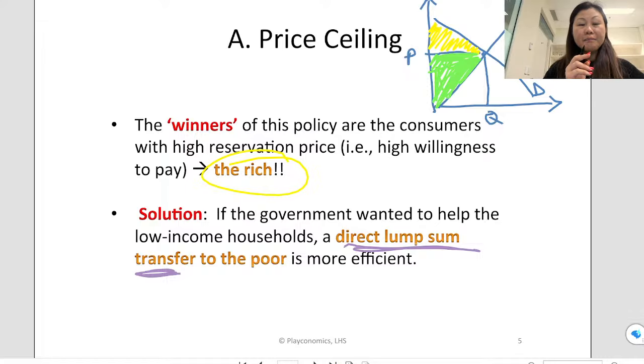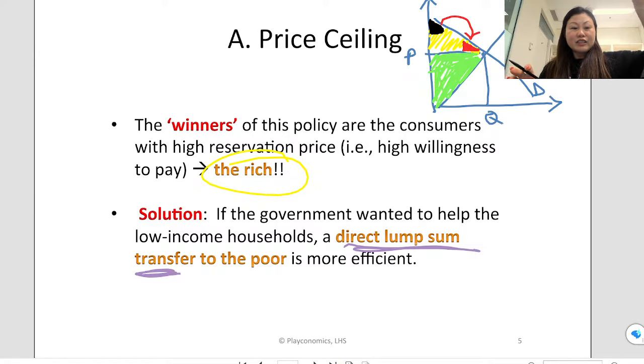okay, take a bit of surplus from this section here and give it to this section here. Okay. Now, price and quantity has not changed. The government has gone into the bank account of the rich people, took some money, and has given it to the poor.